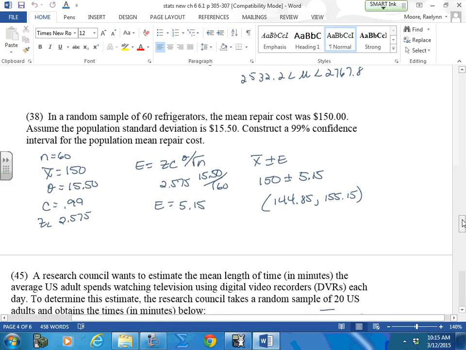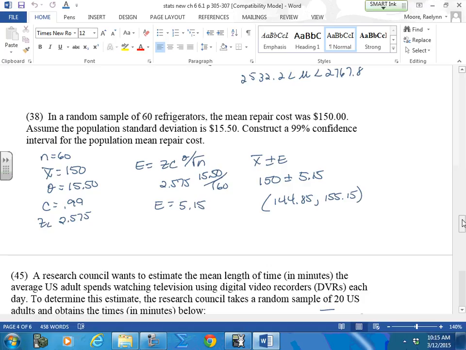Okay, in a random sample of 60 refrigerators, you got your mean cost and you got your population standard deviation. Remember, your population standard deviation, because this is a sample, your population comes from a previous study. In the past, when they did this, they found this was their standard deviation. They didn't find it from their sample. So you do all this, and how would I interpret this? Anybody want to give this a shot? Why did I do all this?